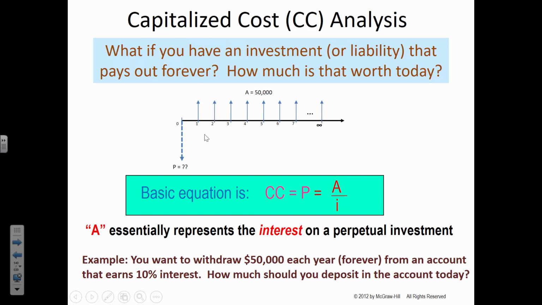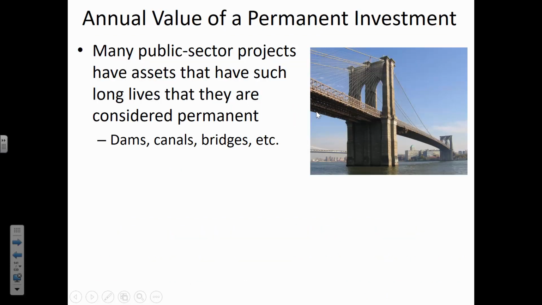And the flip side of this, now this is where we're finding out the present value of an infinitely long annual series. The flip side of that is that some investments really do last forever. So if you pay a certain amount now, then the thing that you buy or the thing that you build may be long enough lived that it's considered a permanent investment. So here's a picture of the Brooklyn Bridge, just as an example of something that's very old, and it's not anywhere near being worn out or discarded. It was built well, and it'll last a long time.